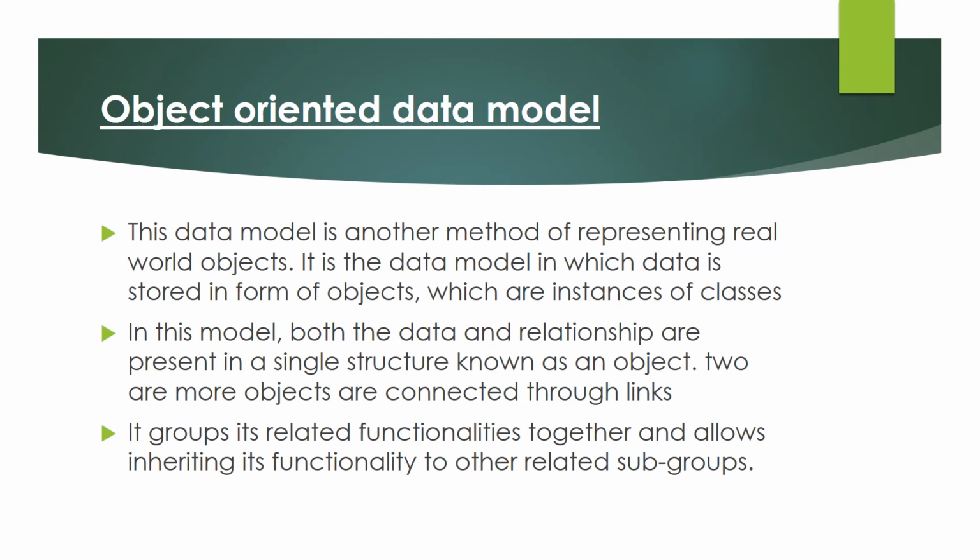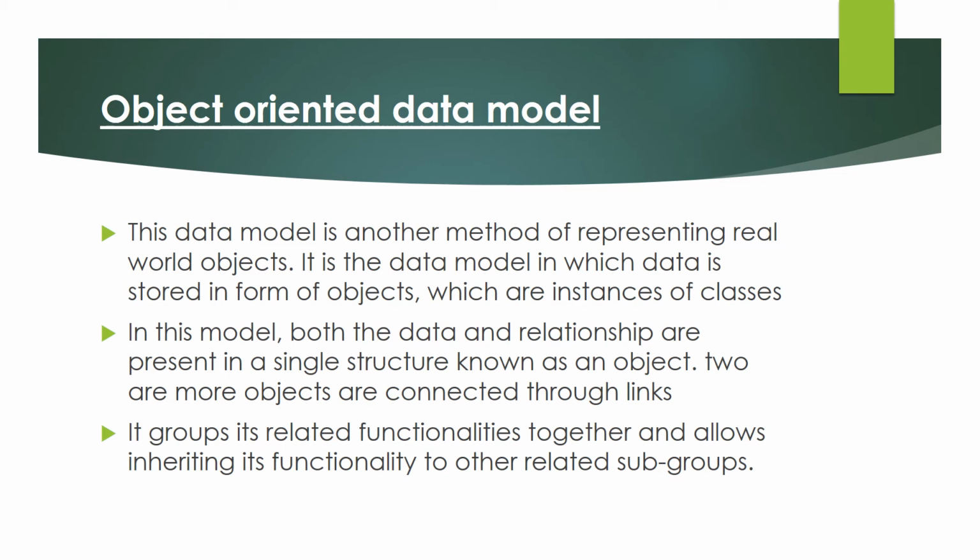Now we will discuss the second type of object based data model, that is the object oriented data model. This data model is another method of representing real world objects. It is the data model in which data is stored in the form of objects, which are instances of a class. In this model, both the data and relationships are present as a single structure known as an object, and two or more objects are connected through links.